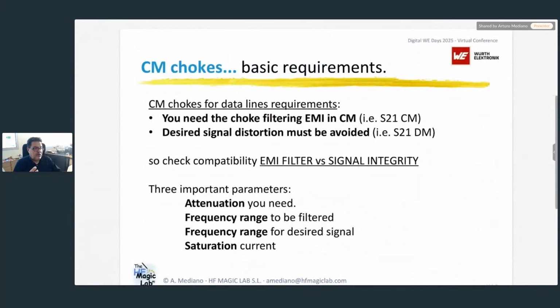Well, in this idea, how do you select a common mode choke for your application? Obviously, you will need to evaluate how much attenuation you need for filtering common mode in your application. And additionally, you need to take care about how distortion can be introduced in your signal if you have some kind of differential mode filtering effect. Remember, I am considering that my signal is going in differential mode. So consider that you will need to evaluate how much attenuation you need, the frequency range you need to filter, the frequency range of your desired signal, and the possibility to saturate if your desired signal is bigger.